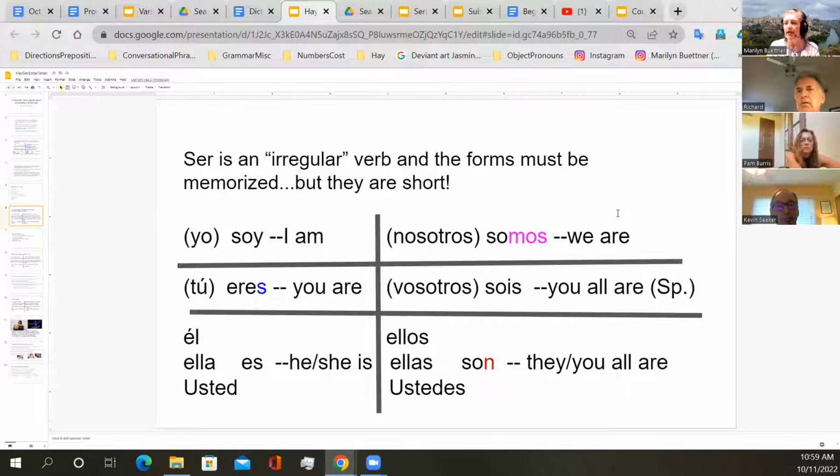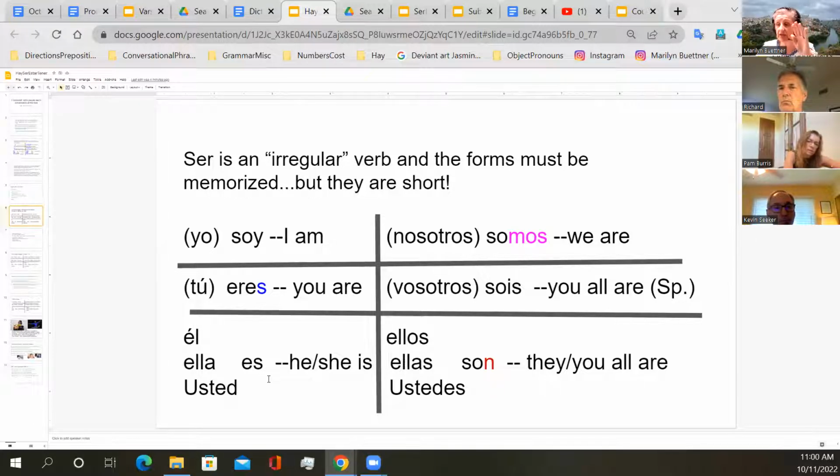These are the forms. If I'm talking about yo, and I want to say I am, I just need that one word, soy. I can say yo soy, but people won't bother with the yo, usually. To say you are, eres. And notice it's got an S at the end. All tú verbs, no matter what they are, regular or irregular, get an S at the end.